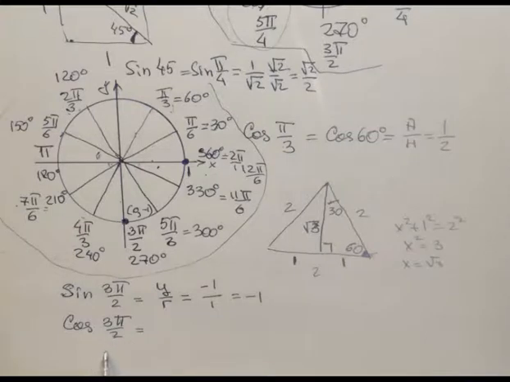Cosine of 3 pi over 2. Cosine is, by definition, x over r. X at this point is 0. The x coordinate of this point is 0, divided by 1 is 0. So cosine of 3 pi over 2 is 0.